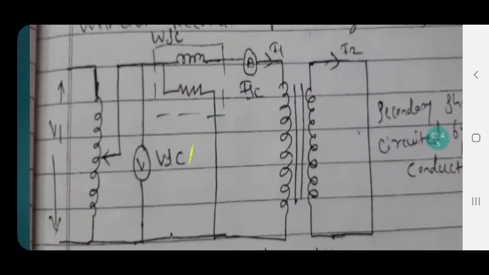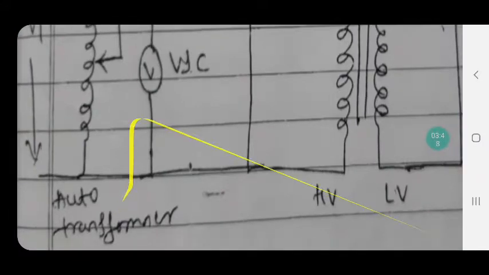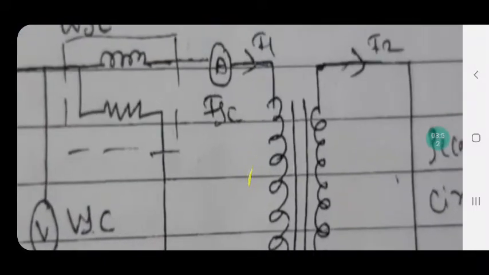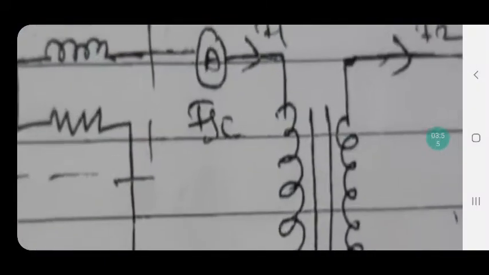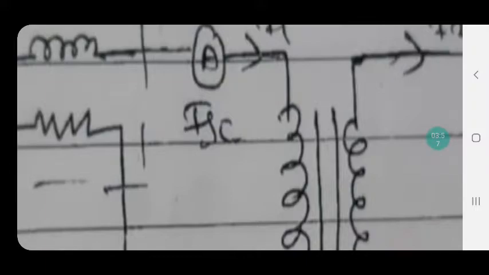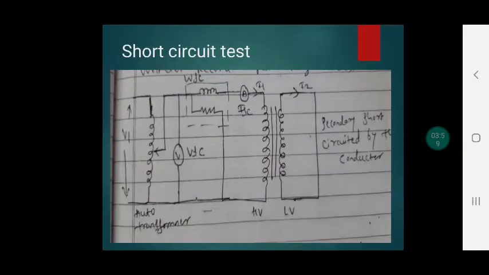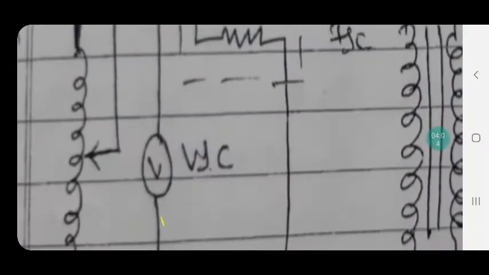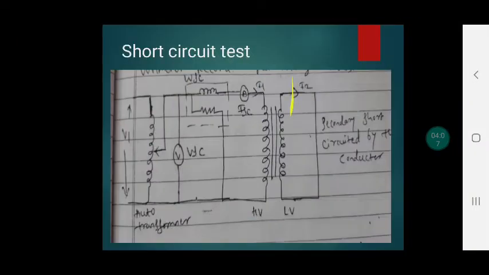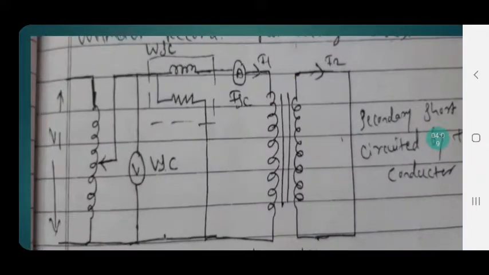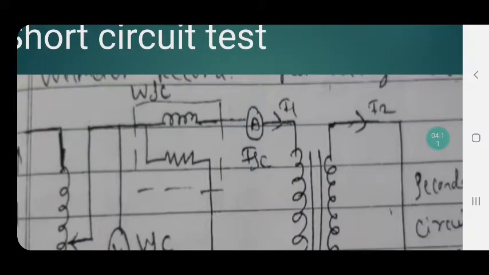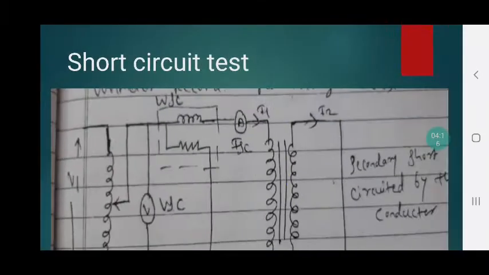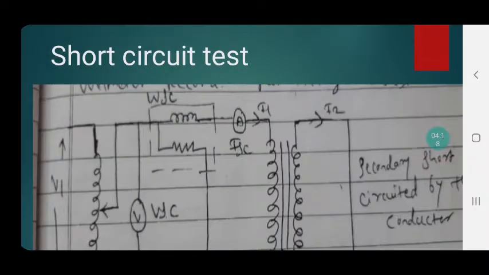We have to vary this auto transformer voltage in such a way that the full load current or rated current flows through this ammeter. Getting? This is a very important point you have to remember. Then this voltmeter gives VSC, that is the short circuit voltage value. Next, WSC is the wattmeter which gives the short circuit power. ISC is the short circuit current shown by this ammeter.